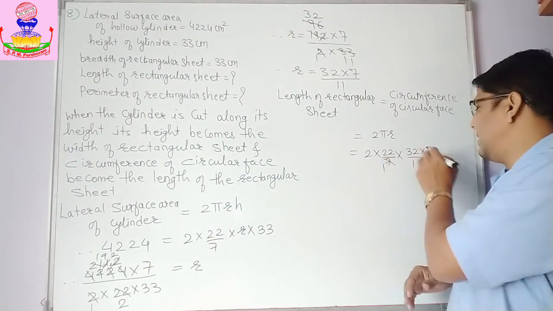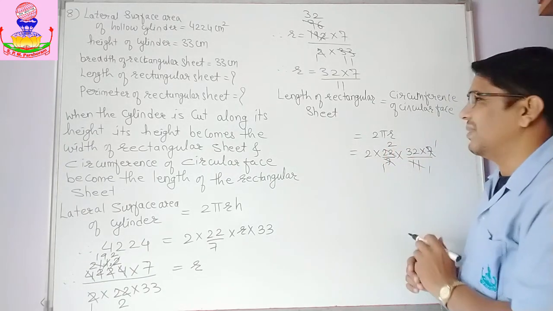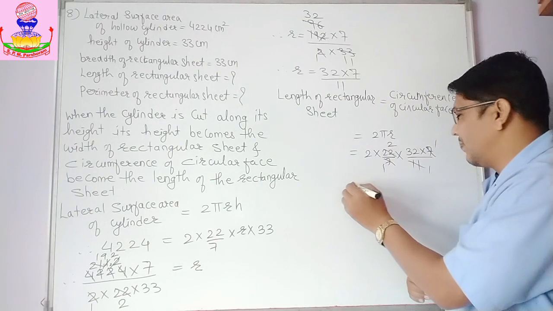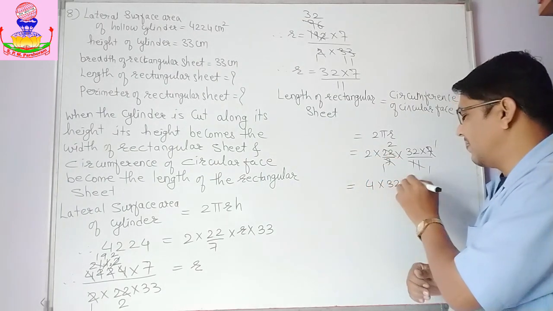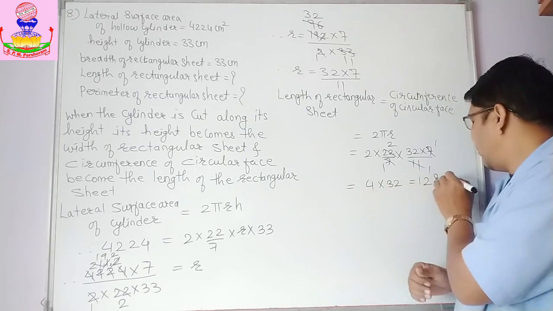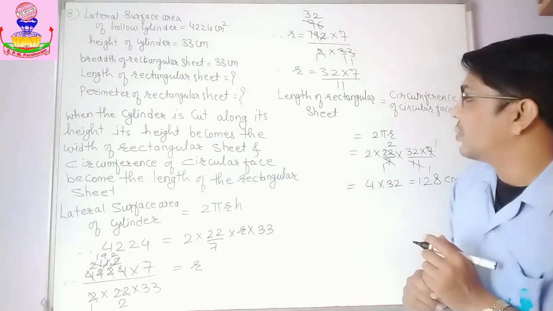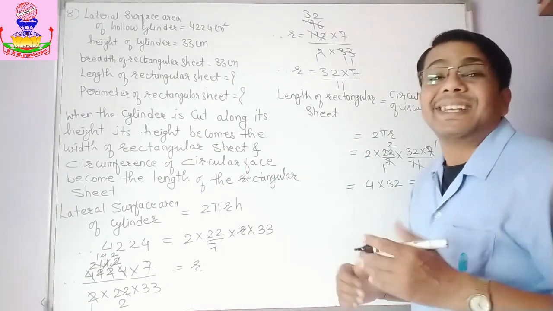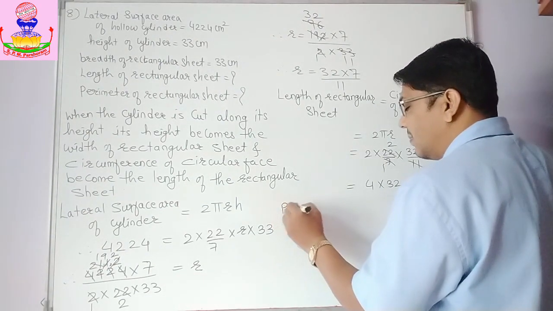So to avoid that, now see, 7 ones are 7, 11 ones are 11, 11 twos are 22, right? So what I got, 2 twos are 4, 4 into 32. Now 4 twos are 8, 4 threes are 12. So 128 centimeters, that is the length of the rectangular sheet. Can I find now perimeter? Yes, I can. Perimeter of rectangular sheet.